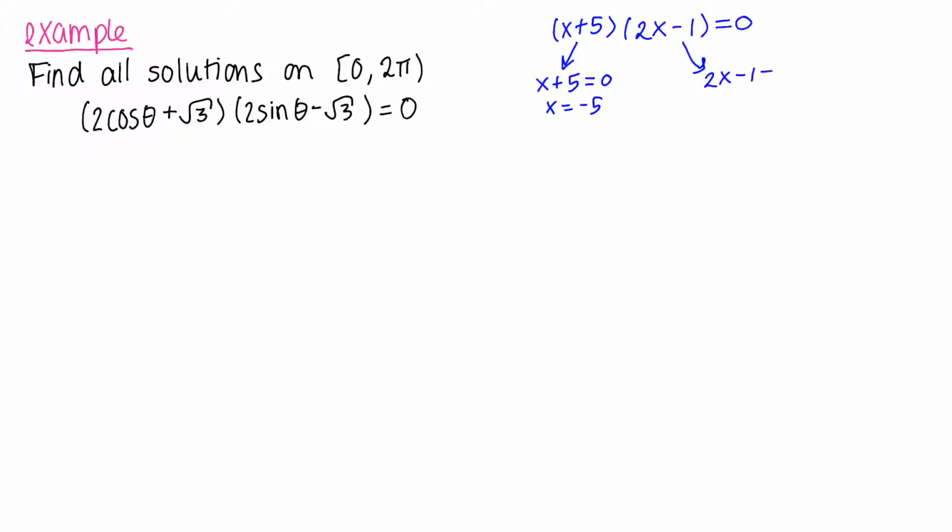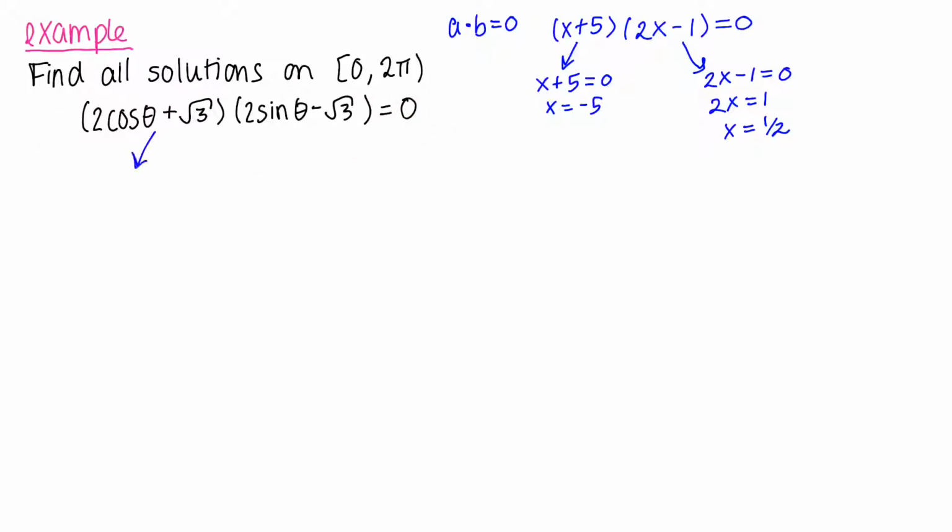2x minus 1 equals 0, 2x equals 1, x equals 1/2. So this is called the zero product property. Essentially, the zero product property says that if two things are multiplied together, so you have like A times B equals 0, that means that either A has to be 0, B has to be 0, or both of them have to be 0, because the only way you can multiply together to get to 0 is if one of the two is 0. We're going to use that same property to solve this equation here.